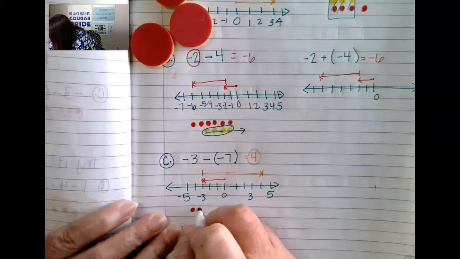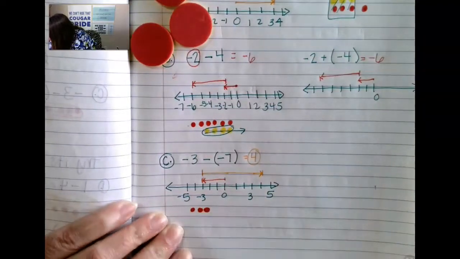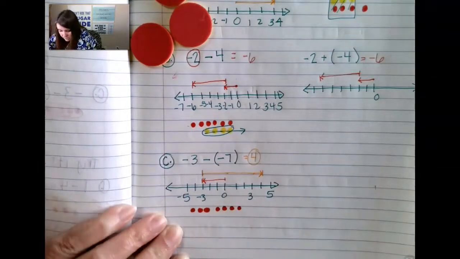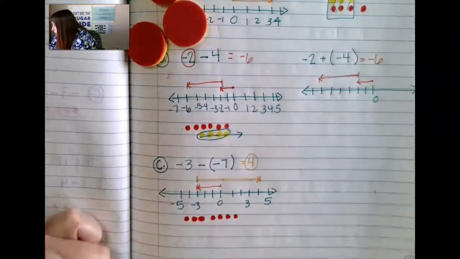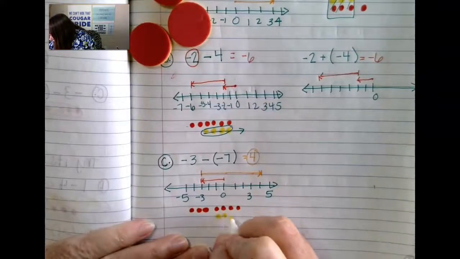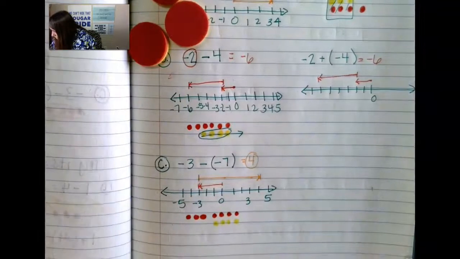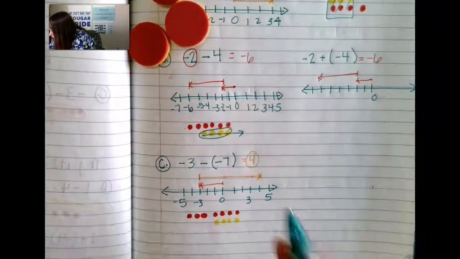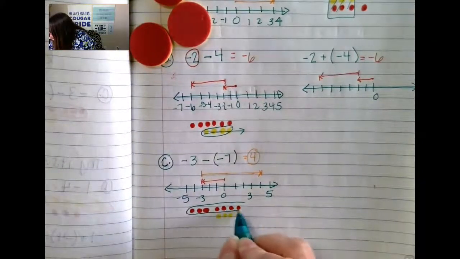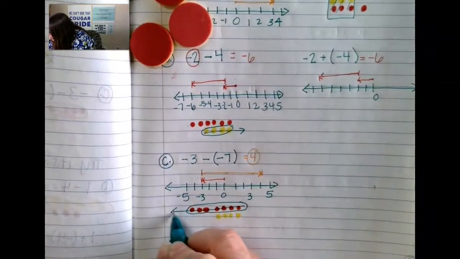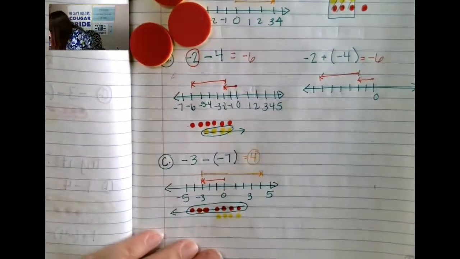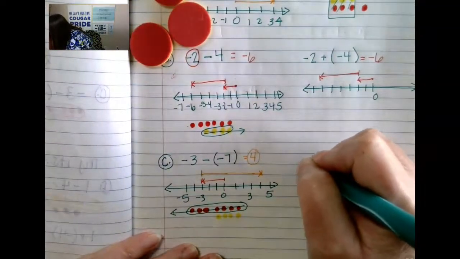I had 3, but then I needed to create the possibility to take away -7 by adding on 0 pairs until I have 7 chips that I can actually take away. Now that I have 7 chips that I can take away, I have 4 positives left over. Okay, so let's do this over here.